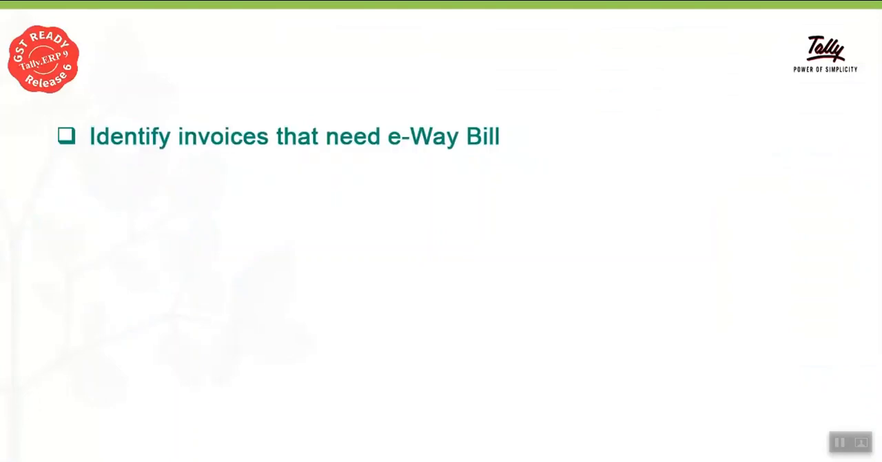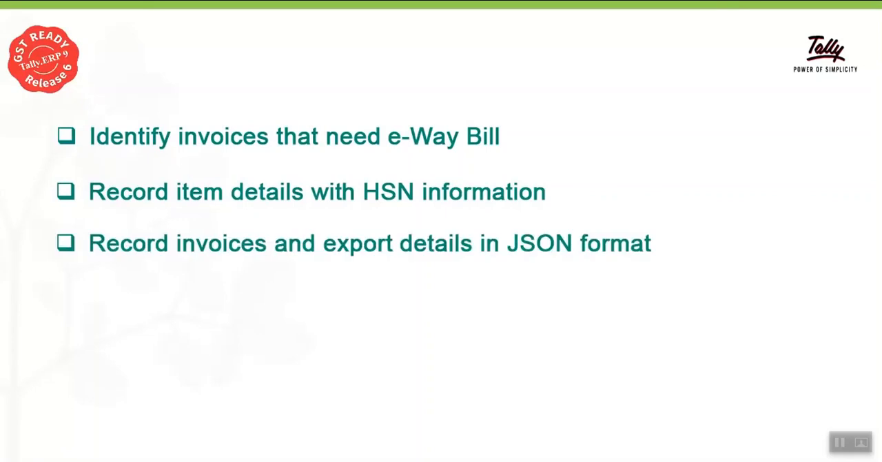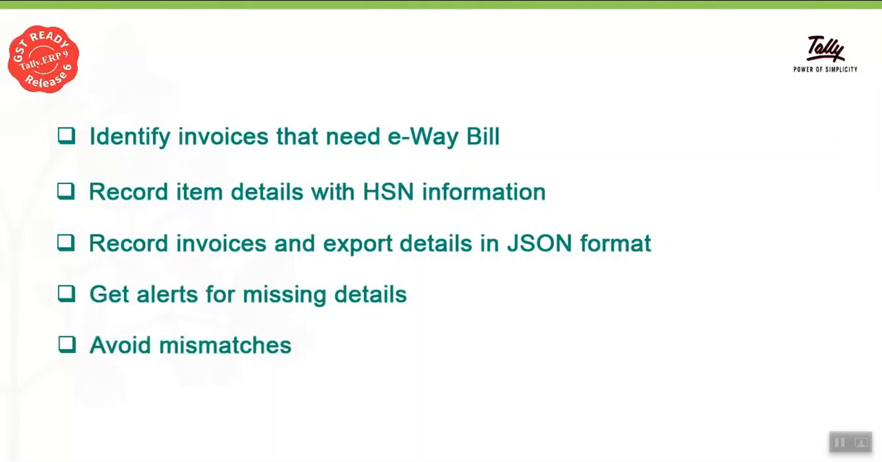With Tally ERP9, you can identify invoices that need an EWay bill, record proper item details along with HSN information and tax rates, record invoices in your regular course of business, and export this information to a JSON file that can be uploaded to the portal to generate the EWay bill number. Get alerts for any missing details which are mandatory for generating the EWay bill. Avoid mismatches. Keep your GSTR1, EWay bill information and books in sync.